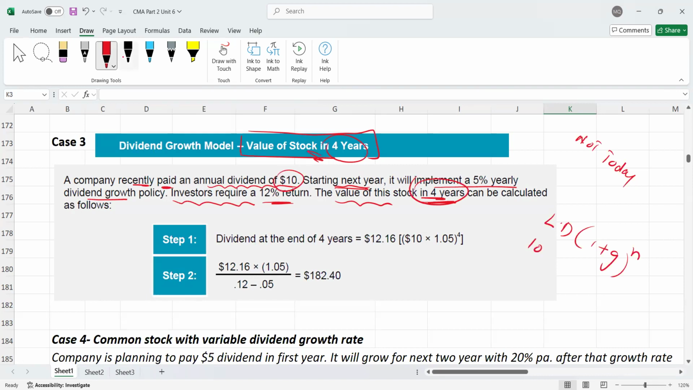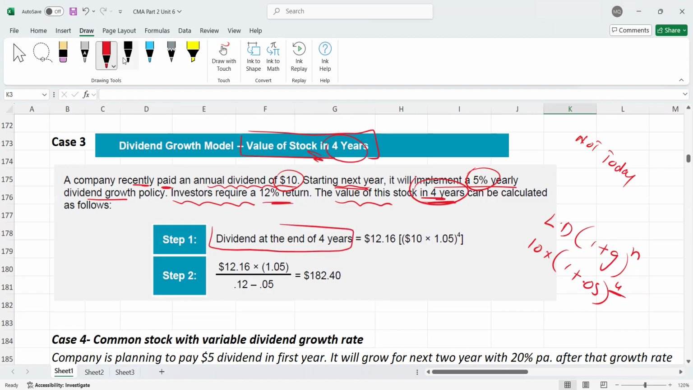I'll take $10 times 1 plus growth. Growth was 5%, so 0.05, raised to the power n, which is 4. If I solve this, it will give me the dividend in 4 years' time, the dividend at the end of 4 years, because I have added the growth for 4 years.